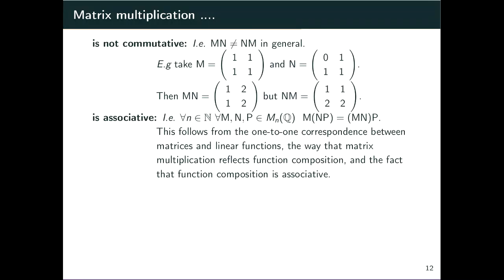And one way you can prove this is because there's a one-to-one correspondence between matrices and linear functions. So there's a bijection between matrices of this size and linear functions acting on spaces of this size. And matrix multiplication reflects the function composition: applying a function, then applying a function, then applying a function. And we know that function composition is associative. We've seen that before when we studied functions.